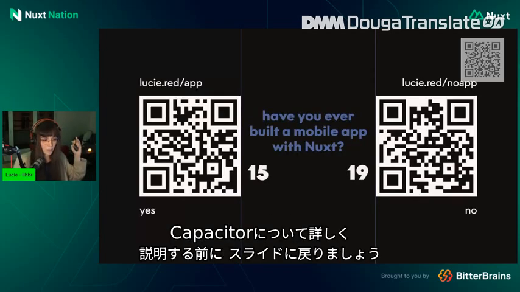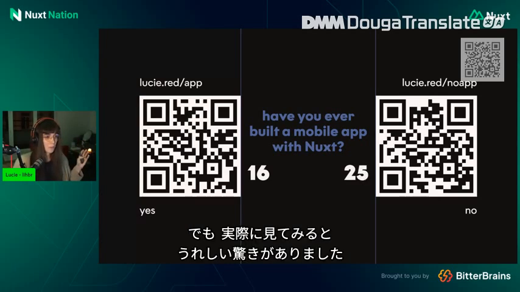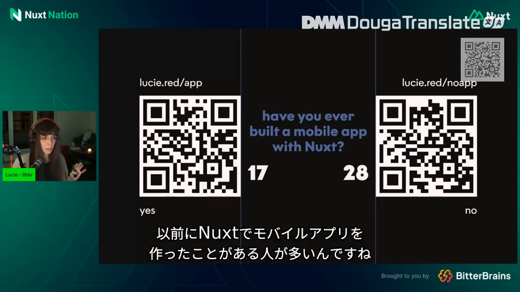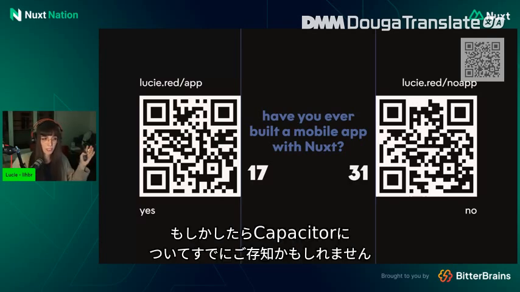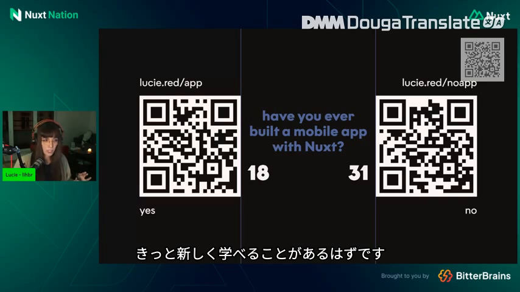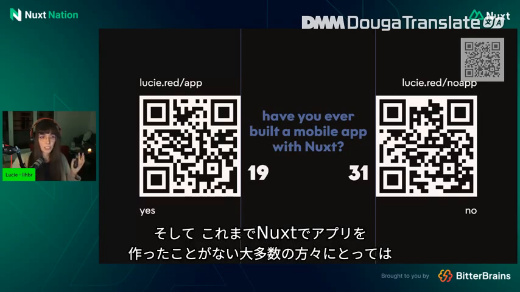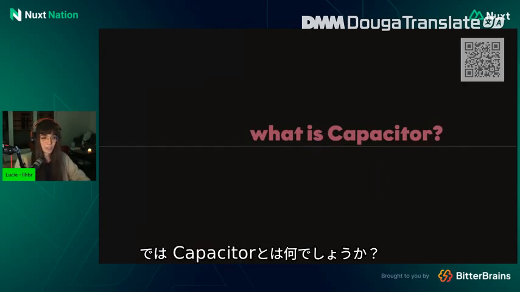And before we talk more about Capacitor, let's get back to my slides, and we can see you're answering right now, so I'm a bit in the future compared to you. But we can see, actually, I'm pleasantly surprised. There's a lot of people that did build a mobile app with Nuxt before. So that's cool. You maybe already know about Capacitor, but in that case, please stay along. I'm sure there will be things for you to pick up. And for the majority of us that didn't build an app with Nuxt before, you'll learn a lot of things. Cool. So then what is Capacitor?